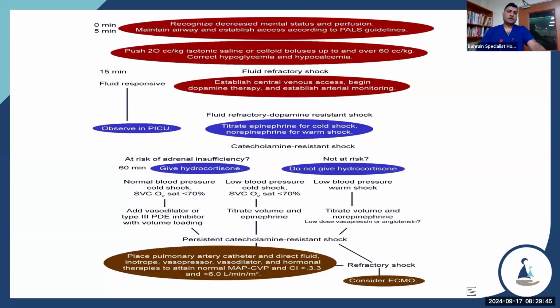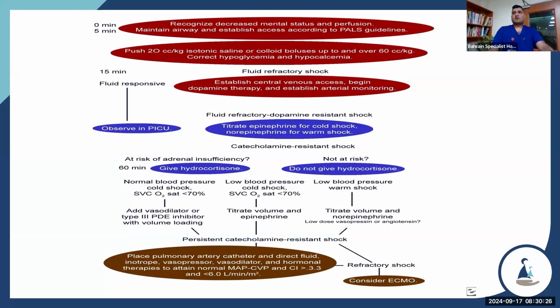The American College of Critical Care Medicine for pediatrics gives a brief summary of the steps needed in the first 15 minutes. At 0 minutes, you have to recognize decreased mental status and perfusion. Maintain airway and establish access according to PALS guidelines. Push 20 cc per kg isotonic saline or colloid boluses, up to and over 60 cc per kg. Correct hypoglycemia and hypocalcemia if present.